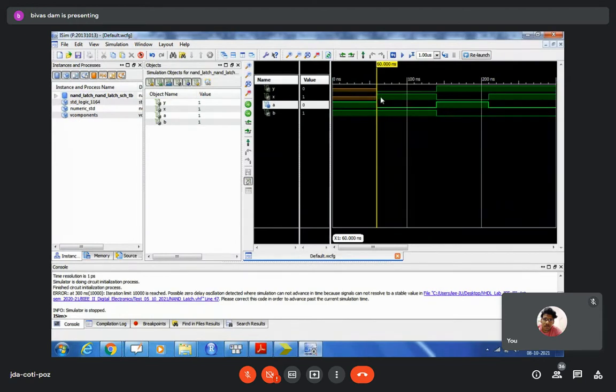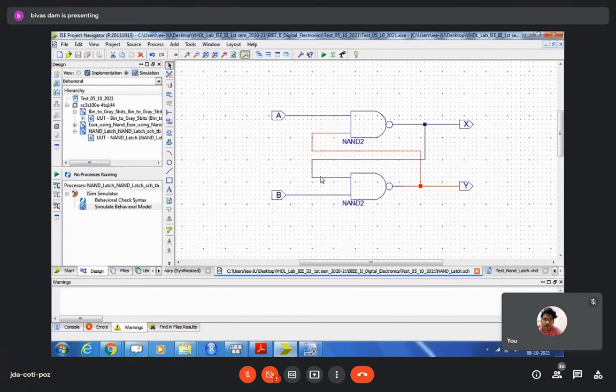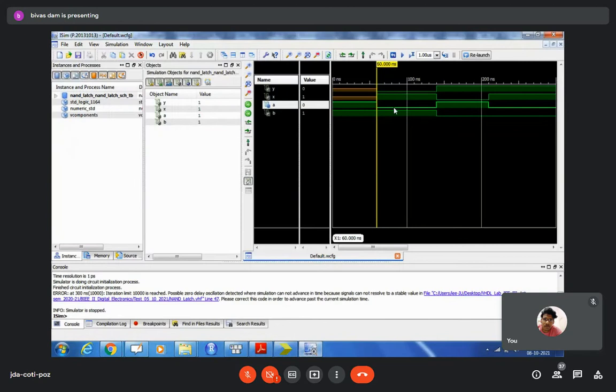Okay. Now that logic 1 value of X will come to this NAND input. So this is 1, this is 1. So Y will attain logic 0 level, and that's what is happening here. X is 1. Y is 0. Okay, and this will continue.